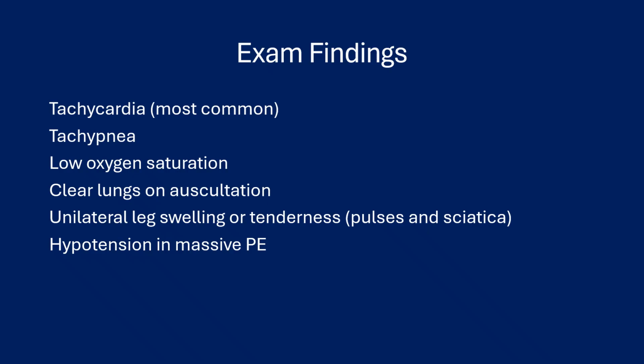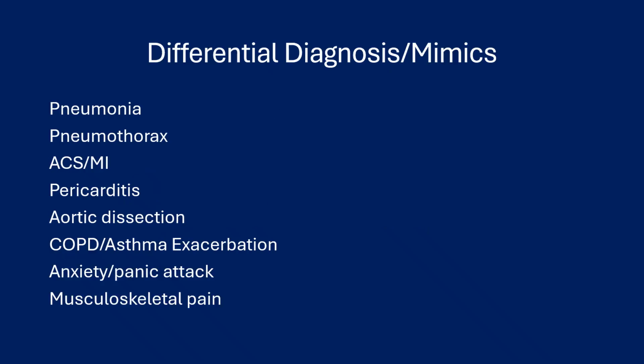So again, I'm not expecting to see swelling of that calf, obviously comparing to the other extremity, with sciatica. And of course, hypotension in massive pulmonary embolus is not something you typically see, but again, if it's a very large pulmonary embolus, it can produce hypotension for sure.